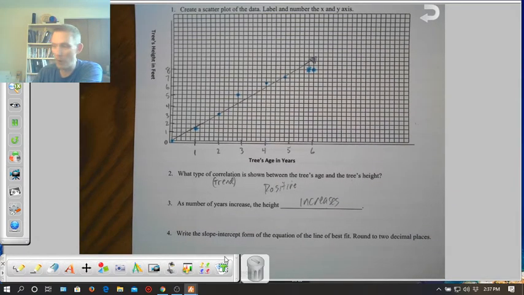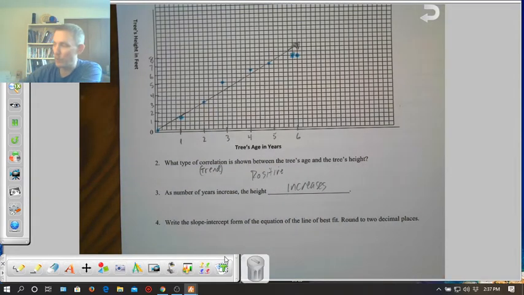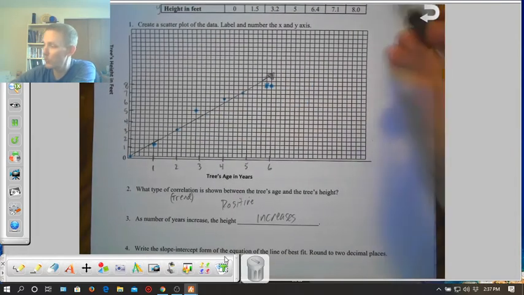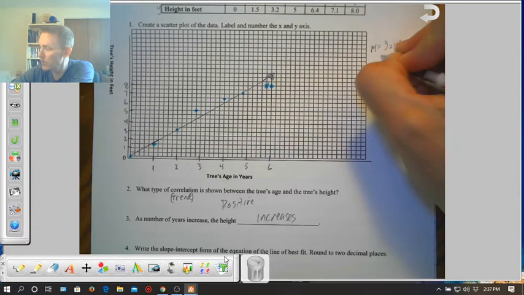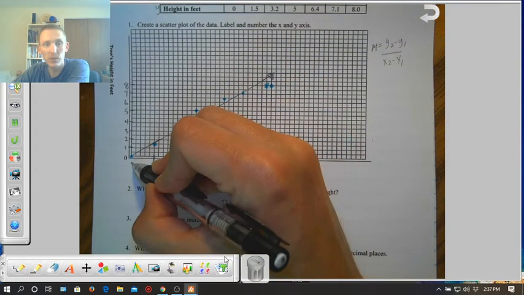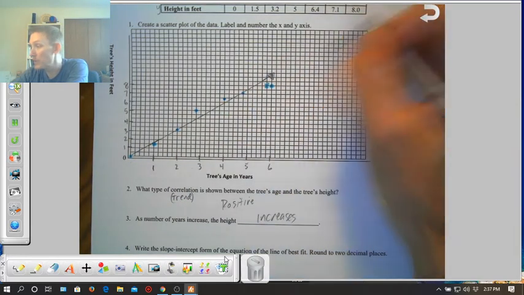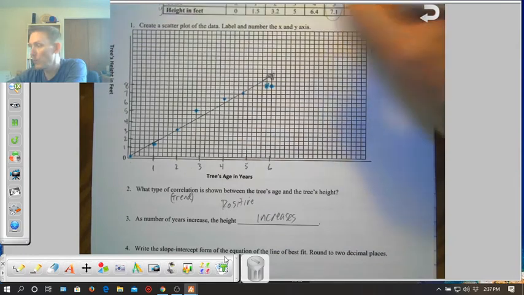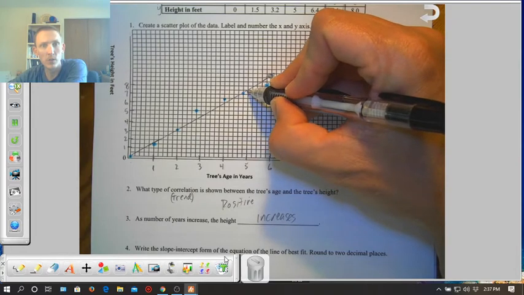Now number 4 is going to want me to write an equation in slope-intercept form for the line of best fit. Well, before I do that, I need to find my slope. So we're going to come back to here, and we're going to find our slope. So let's go ahead and use a couple points here. All right, let's use 0, 0. And let's use this point here, which actually it looks as though I missed. We'll use it anyway, but we're going to go 5, 7.1. You'll notice it should have been over 1. So that point really should be here.